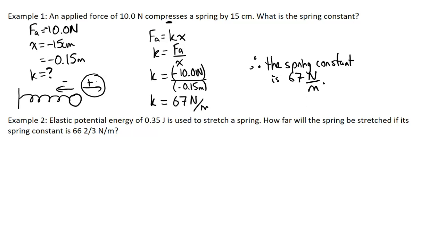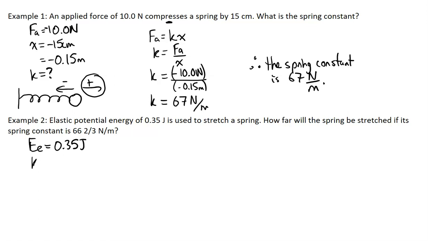The second example says this. Elastic potential energy of 0.35 joules is used to stretch a spring. How far will the spring be stretched if its spring constant is 66 2/3 newtons per meter? So our elastic potential energy is 0.35. It's not a lot of energy, but our spring constant also is fairly small. I know it's about the same range as what we had in the last question here. We'll keep a few extra sig digs here.